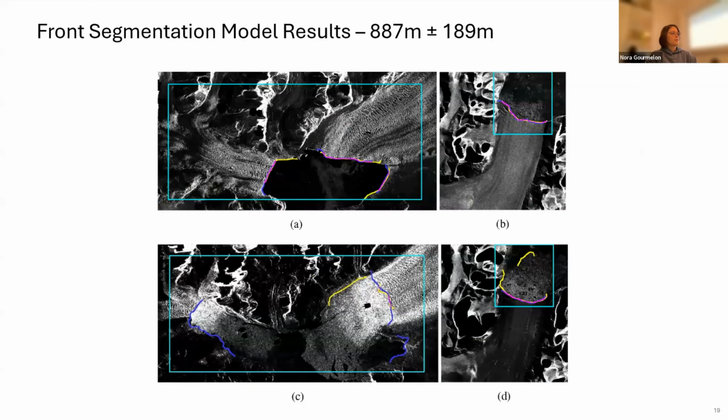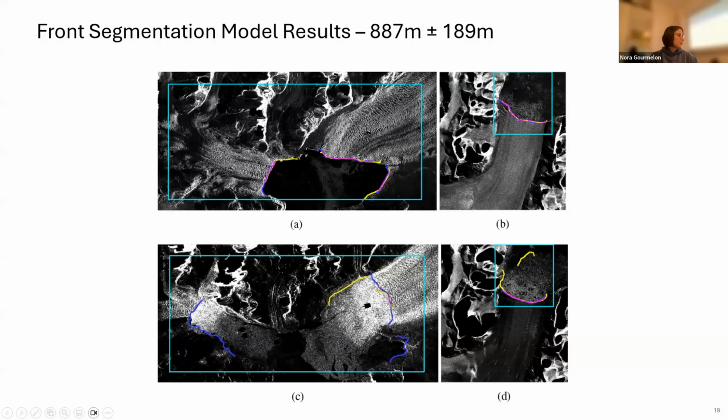And here are some first results, well, not first results, it's the baseline results that we in the end want to compare against. So for the front segmentation model, which was trained on the binary front labels, we get a mean distance of 887 meters. And on top here, there are some good examples where it worked well.